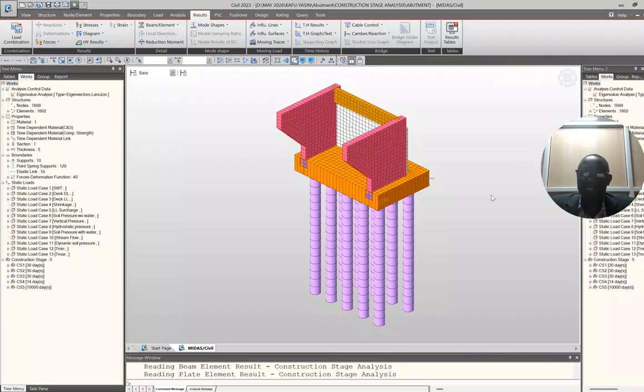I've been trying to think aloud in regard to modeling abutment. In most cases, we do an elastic approach. We don't take into consideration the issues of construction staging and also the issue of shrinkage, creep, and the rest of it. So what I've tried to learn today was to model this bridge.